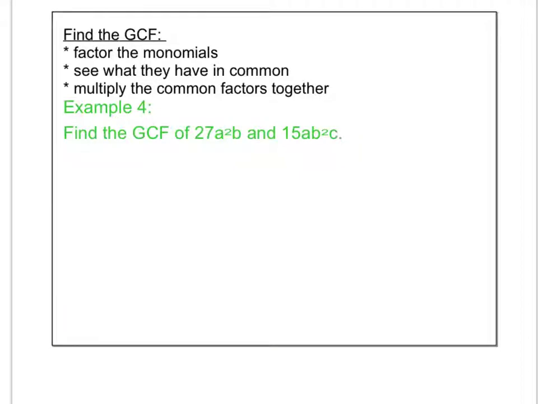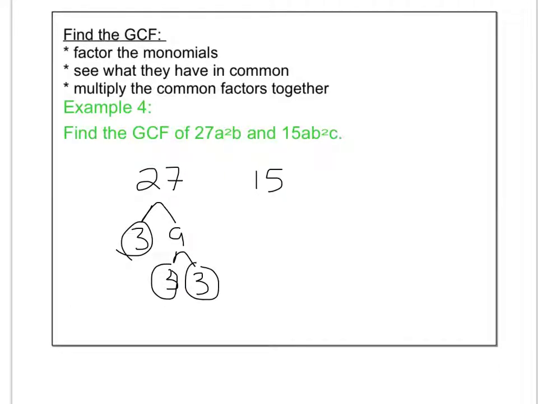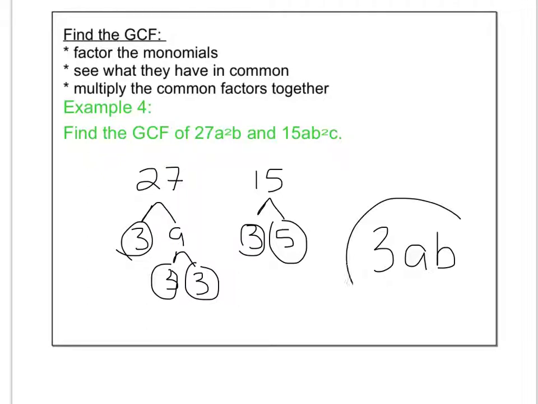Alright, last one. So now we've got 27 and 15. Okay. So let's break down our 27, which is the same thing from the last slide. Break down the 15, which is 3 and 5. And then we look in common. They have a 3. Next, you look for all the letters they have in common. They each have at least one A and at least one B. So that's how you find the greatest common factor for 27a squared times b and 15ab squared times c.